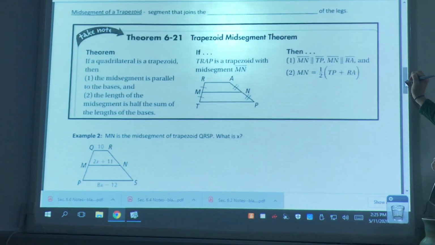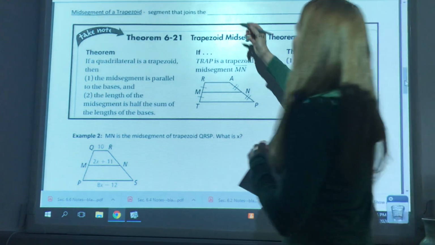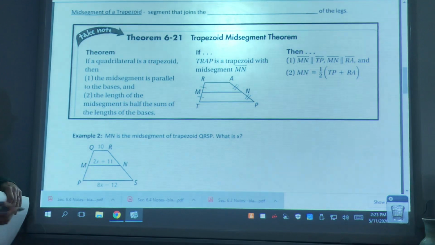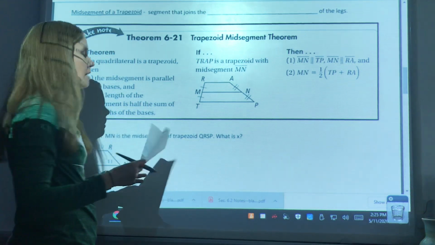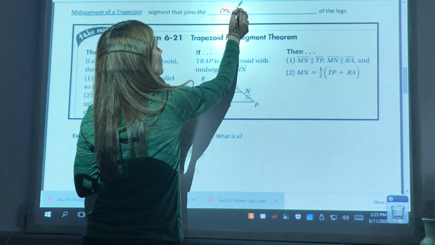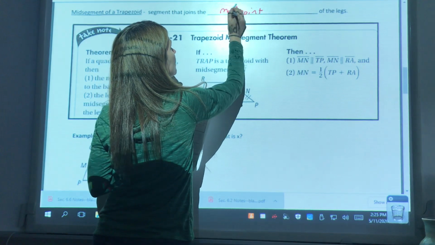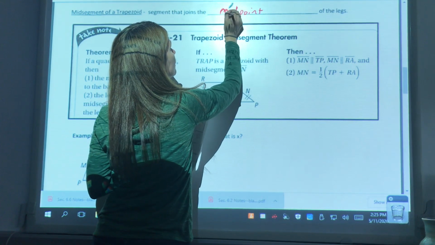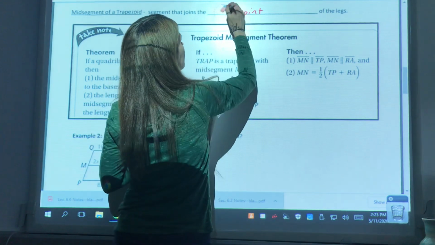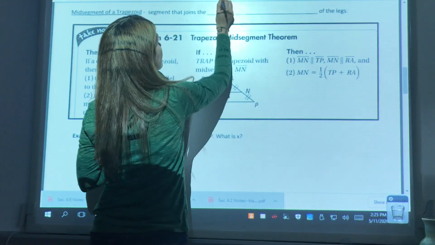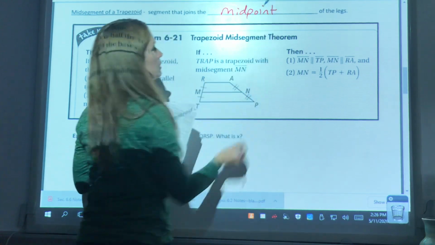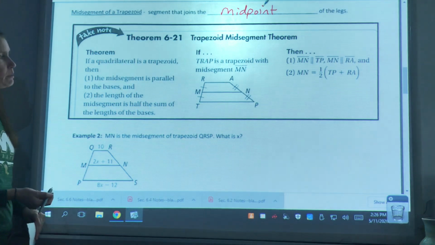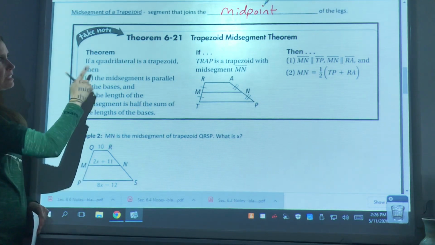Moved up here. We're going to talk about the midsegment of a trapezoid. In this case, it says a midsegment of a trapezoid is a segment that joins the midpoint of the legs. Let's try that again, okay, that looks a little better. Midpoint of the legs.